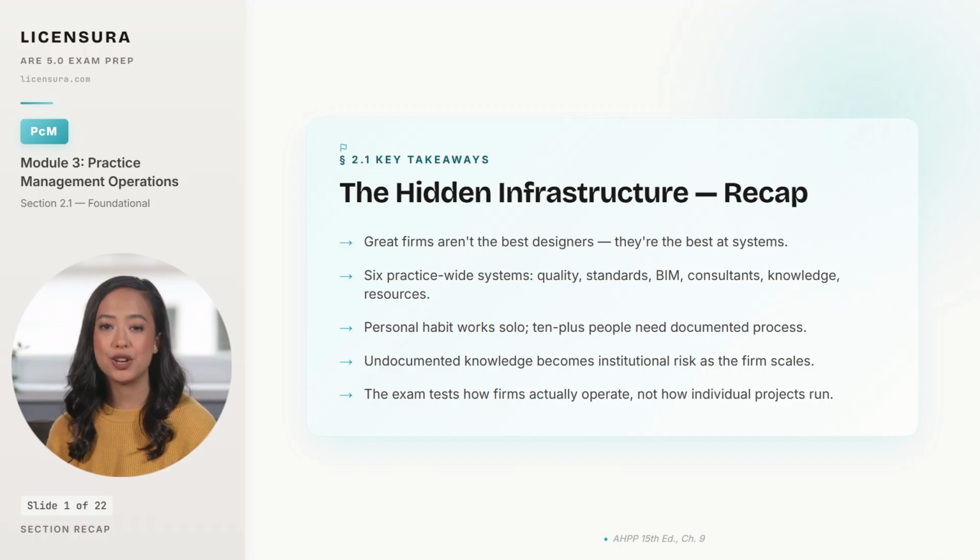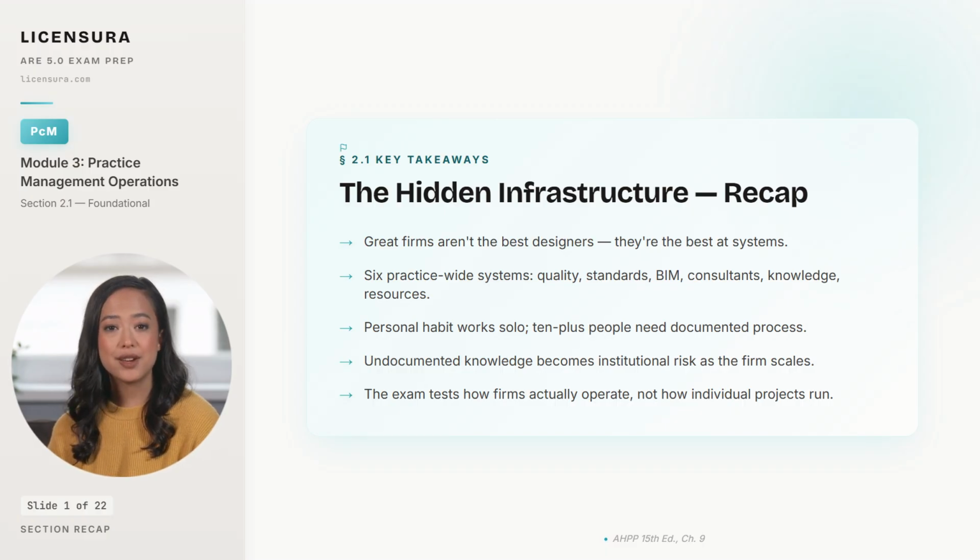5 takeaways from this opening section. First, the firms that consistently deliver are not the firms with the most talented designers. They are the firms with the most disciplined systems, and the difference shows up in every metric that matters. Second, there are 6 practice-wide systems the exam expects you to recognize: quality management, office standards, BIM and technology, consultant coordination, knowledge management, and resource planning.